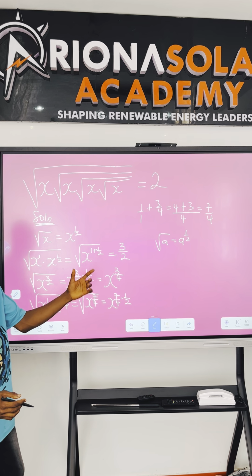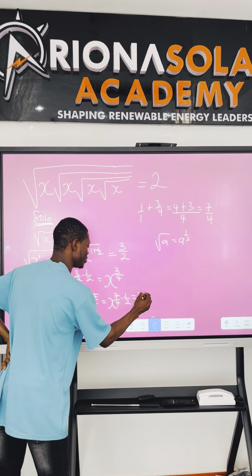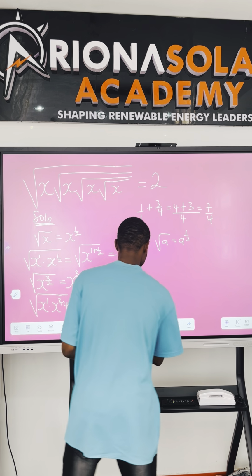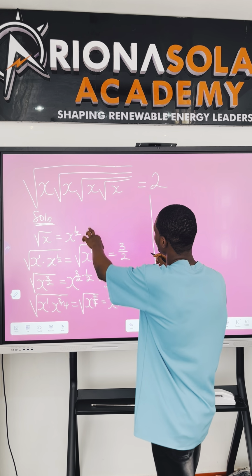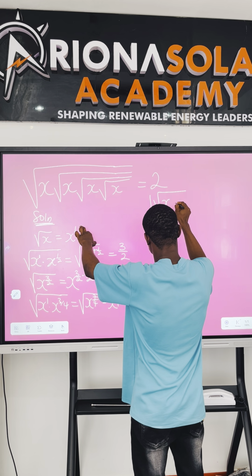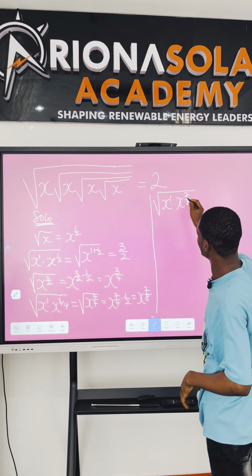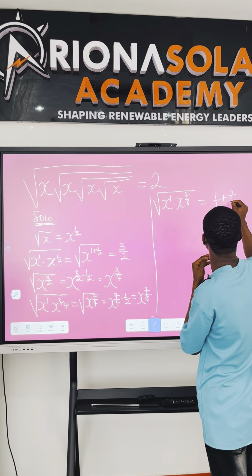Remember what I told you about the law. So 7 times 1 is 7, x to the power of 7. 4 times 2 is 8, right? So we are going to have the last one, square root of x times x to the power of 7 over 8. This is power 1. We find the LCM. So it will be 1 over 1 plus 7 over 8.